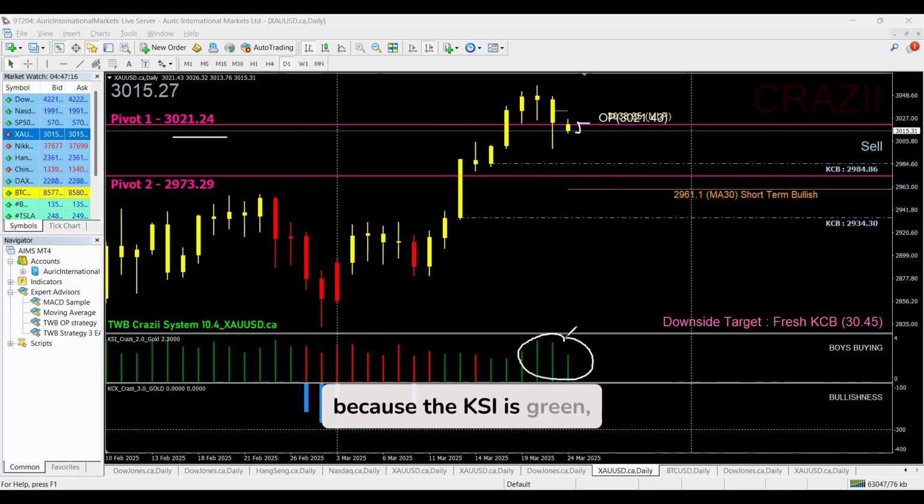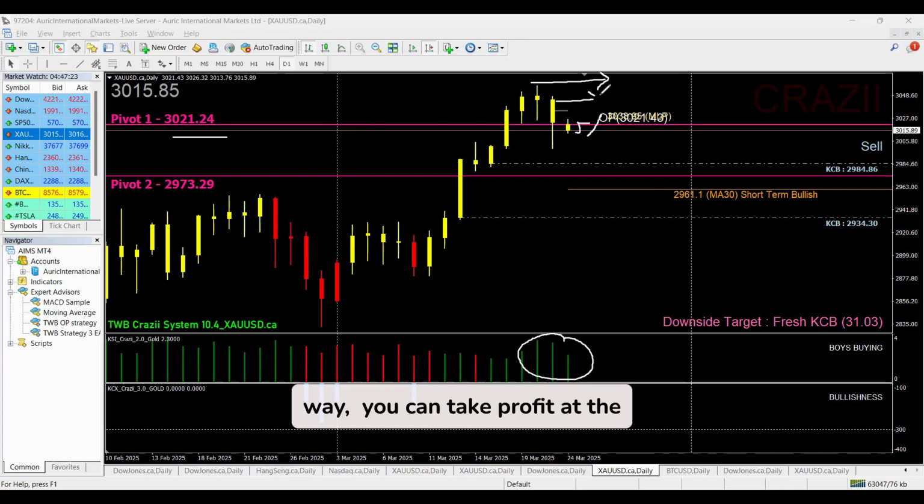Because the KSI is green, my suggestion is that you can buy some and hold it all the way to this point here. Along the way, you can take profit at the KCB. That is fine. But if you can, take some profit here, then let it go higher, and when it hits the TP level, you take the full profit. Okay, so you got an idea now?